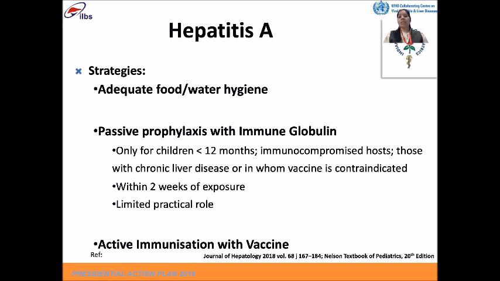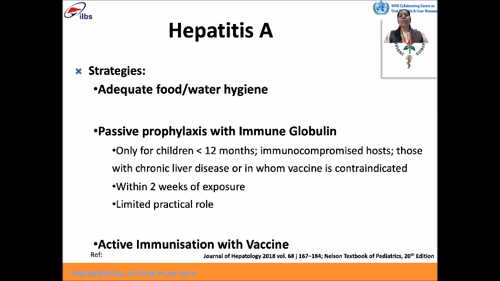Next, coming to hepatitis A. What are the various strategies for hepatitis A? Adequate food and maintaining water hygiene. Next, there is passive prophylaxis with immune globulin, which is only for children who are less than 12 months during infancy, immunocompromised hosts, those with chronic liver disease, or those in whom vaccination is contraindicated, or within 2 weeks of exposure or limited practical.